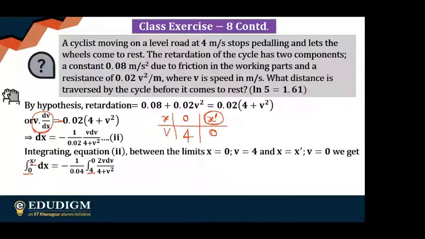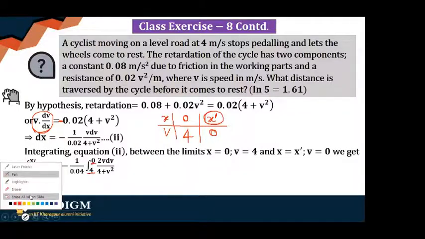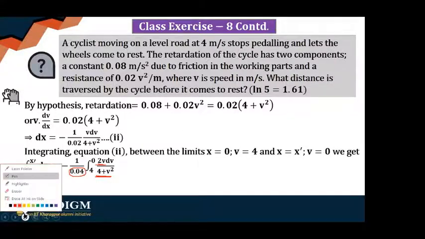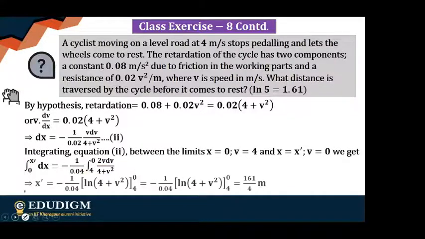After just traveling this distance, it just stops. So obviously the v is 0. Okay. One more thing, as you can see the adjustment here, I have 4 plus v square. So for that, we have taken this 2v here so that there's a good backup of the derivative. And as a result, I have multiplied 2 here. The rest is fairly simple. This is x dash. So this is ln 4 plus v square, 0 to 4, and absolutely simple. Just put the values here.